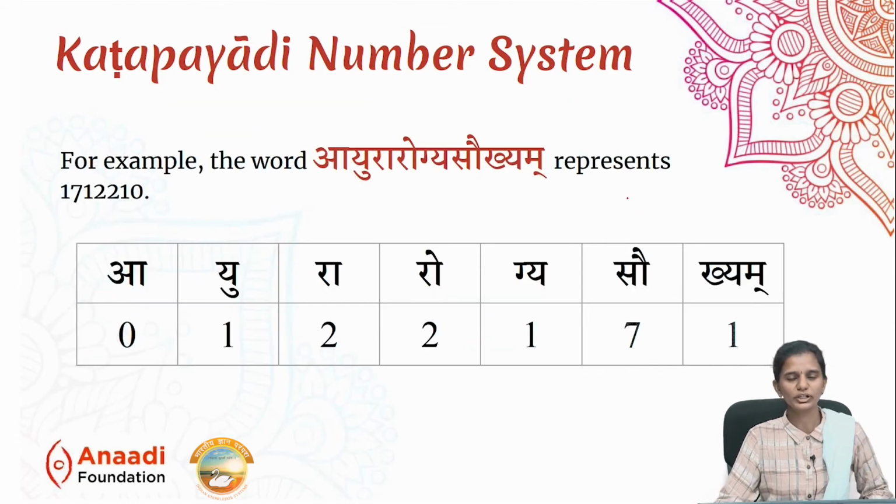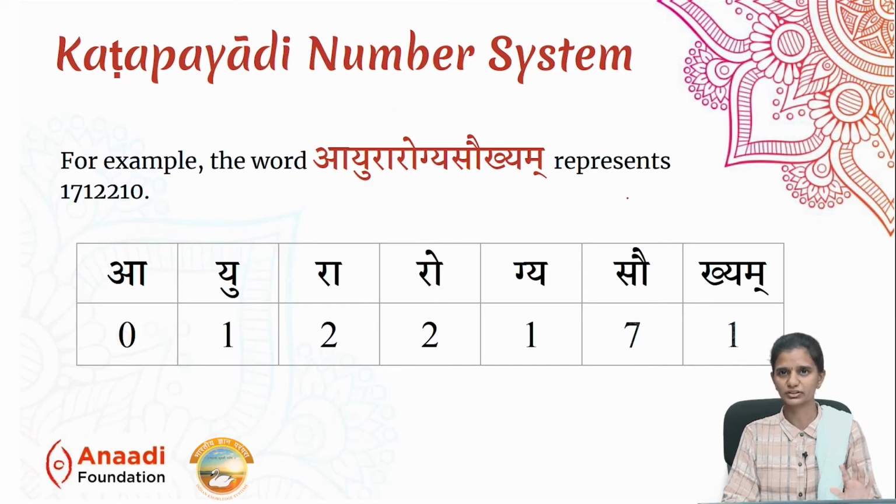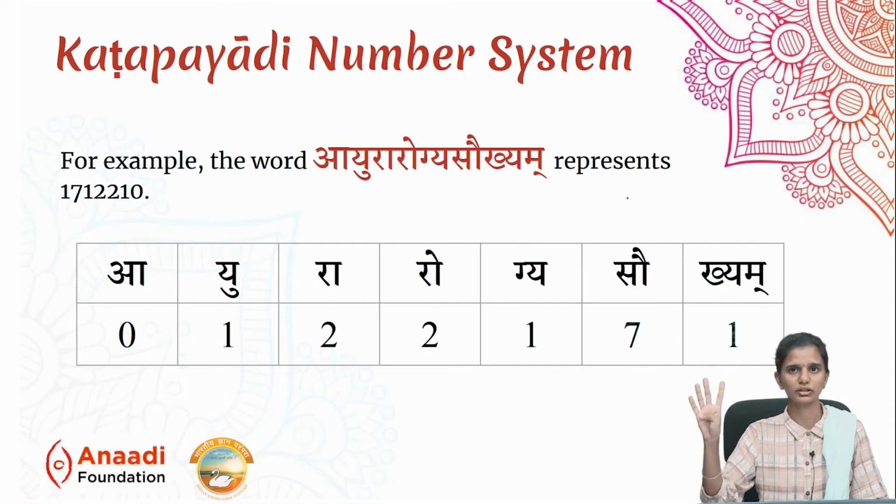Let's see. Now, let's take this word Ayurarogya Saukhyam. It is a compound word. Compound word of Ayuhu plus Arogya plus Saukhyam has become Ayurarogya Saukhyam. Let's try to decode this using the Katapayadi number system. Now, we have written the letters here. So, the first letter is A. It is a standalone vowel, right? So, we give the value 0. Then, we have Ya. We know Ka, Ta, Pa, Ya will carry the number 1. So, Ya will have the value 1.